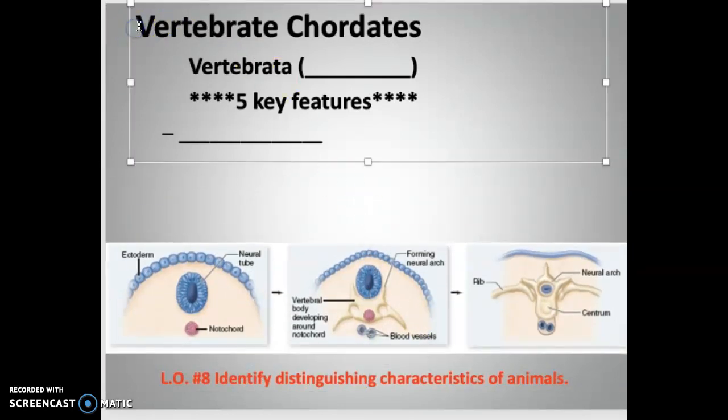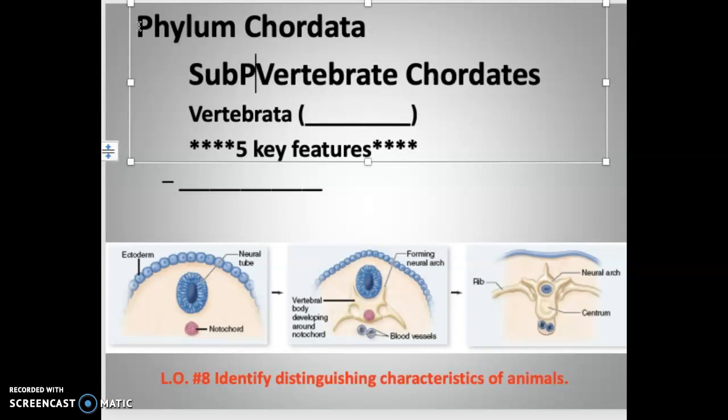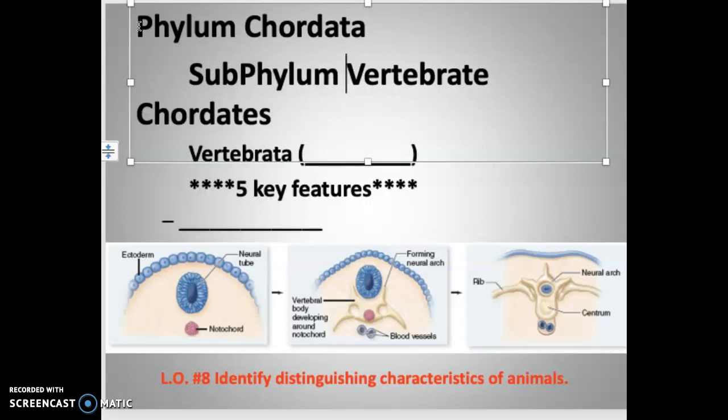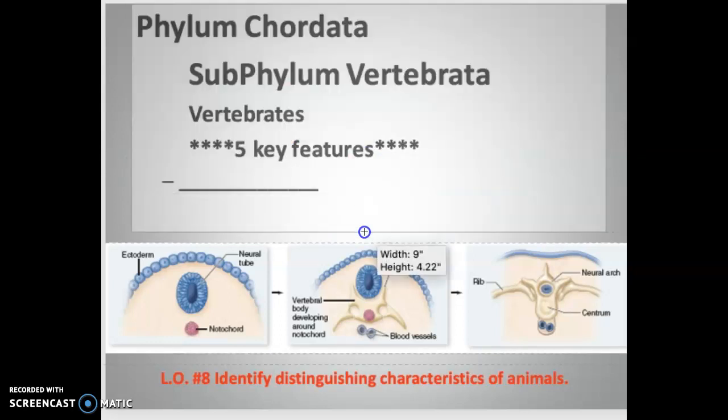Okay, so again, let's start back up here. Phylum Chordata, and then subphylum Vertebrata. These are the vertebrates. So all members of the vertebrates, or Vertebrata, go into this subphylum. All right.